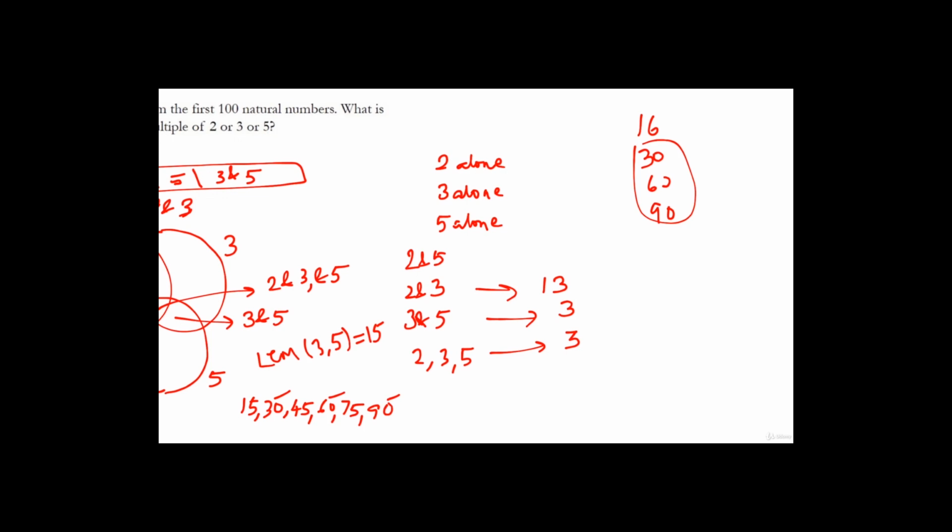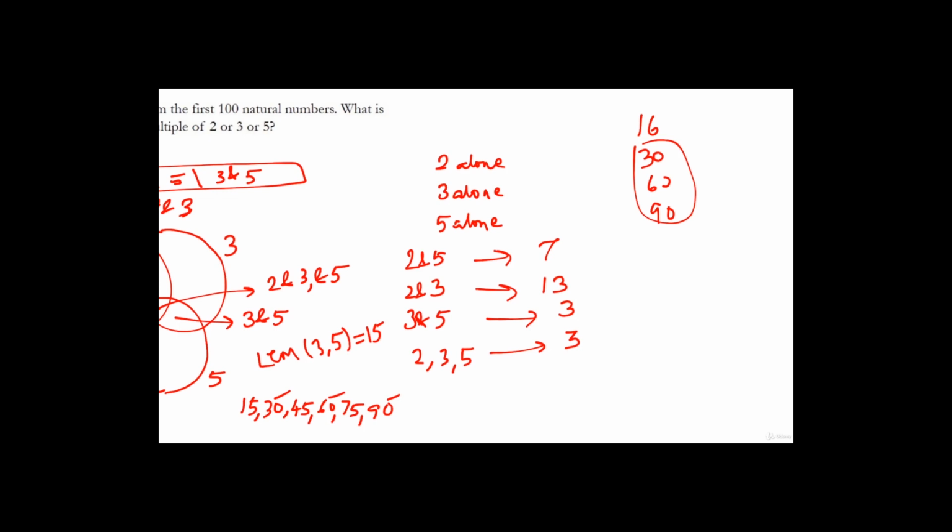Now when we consider 2 and 5, the LCM is 10. From 1 to 100 there are 10 numbers which are multiples of 10. Among them 30, 60 and 90 are already taken. So 7 more numbers are there which satisfy this.